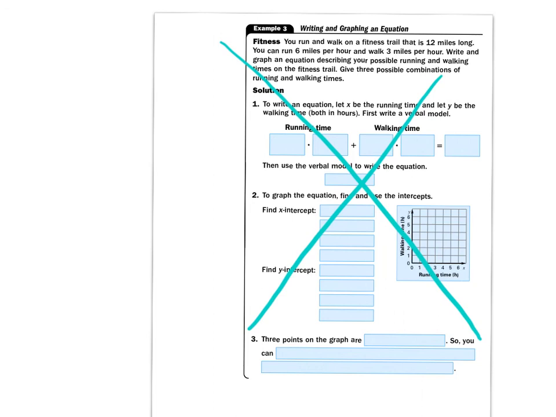Okay, I want you to lightly cross out this page, and right here I want you to tell me exactly what my dog was doing during our last example, okay? Thank you.